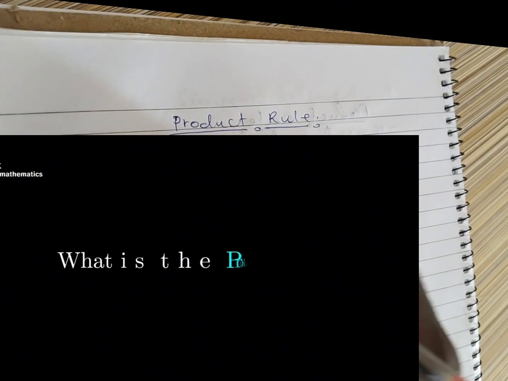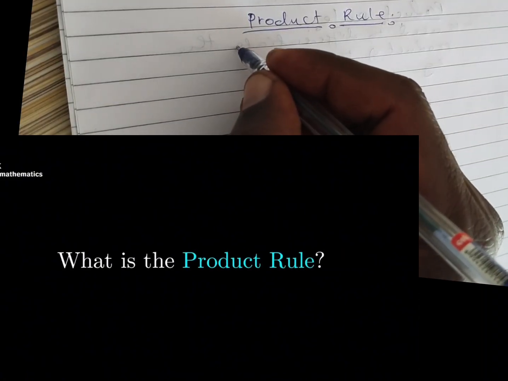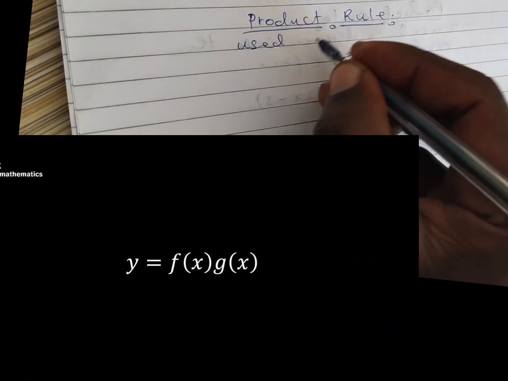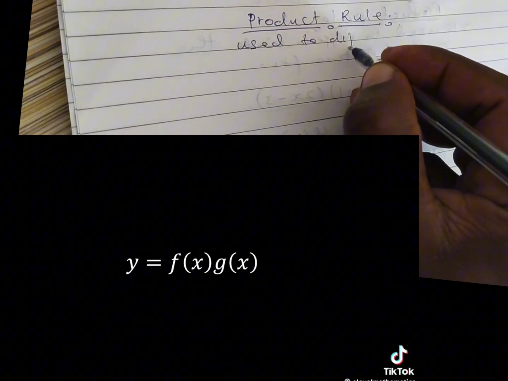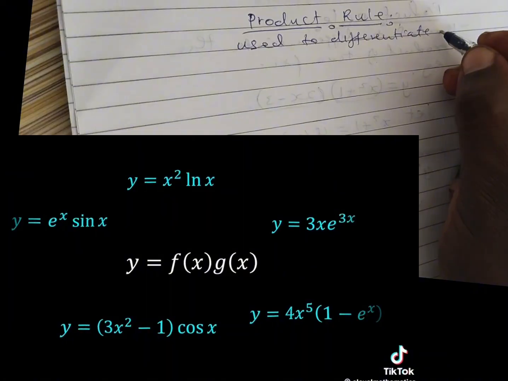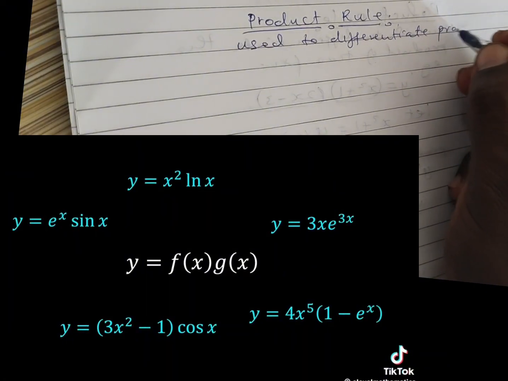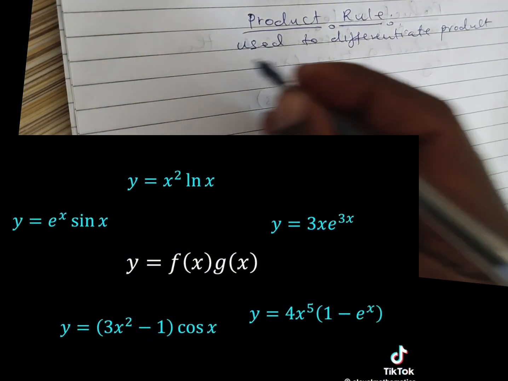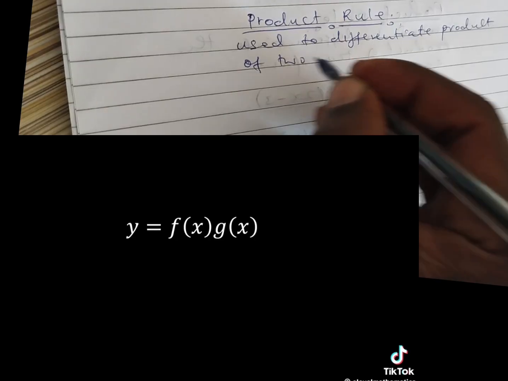What is the product rule for differentiation? We use the product rule when differentiating terms that consist of the product of two functions. Here are some examples of functions that would require the product rule for differentiation. The product rule is described by the formula shown here.